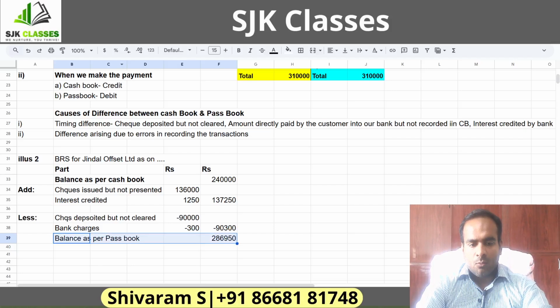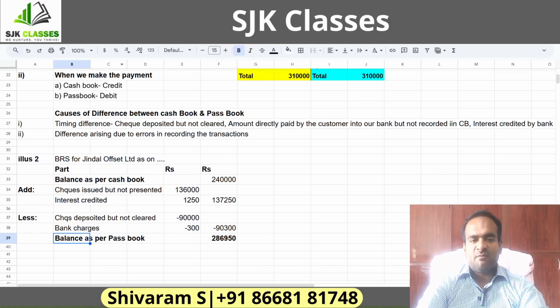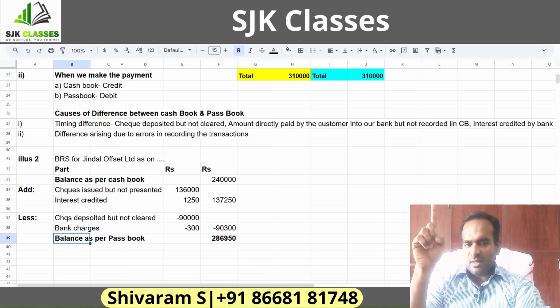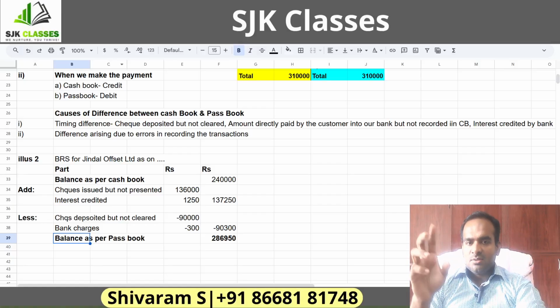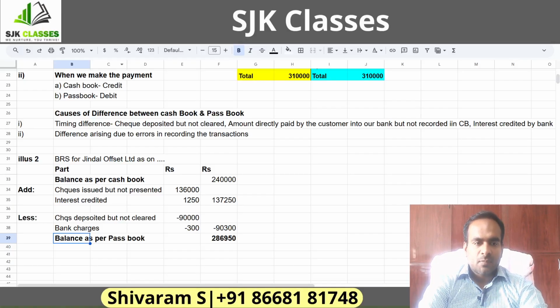So what you can do is cross verify whether the passbook balance given in the question and our passbook balance are the same or not. If both are the same, it means we have done the correct BRS. If not, there are some mistakes in our BRS. As per our computation, the passbook balance comes to 286,950, right?